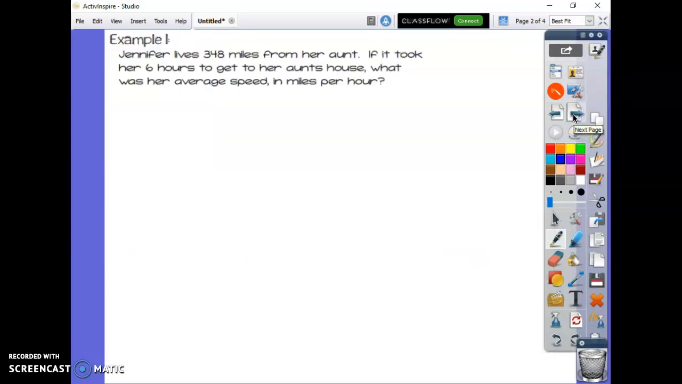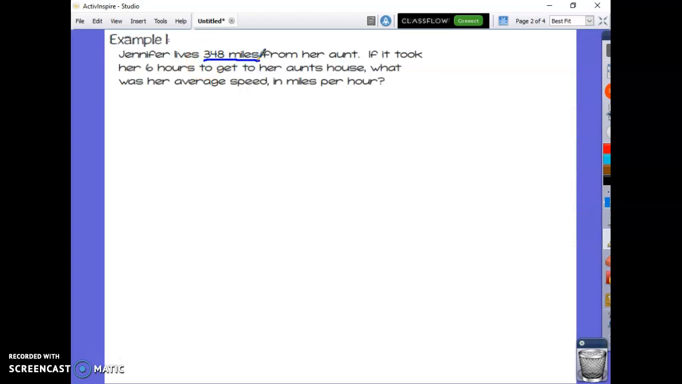If you move down, we're looking at example 1 on that same page. It says Jennifer lives 348 miles from her aunt. 348 miles, important information. If it took her 6 hours to get to her aunt's house, what was her average speed in miles per hour? So they want to know her average speed in miles per hour. Well, remember, guys, per hour just means that we need to find what the speed was in 1 hour. So in 6 hours, she traveled 348 miles.